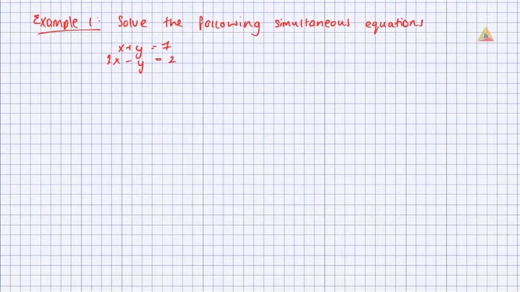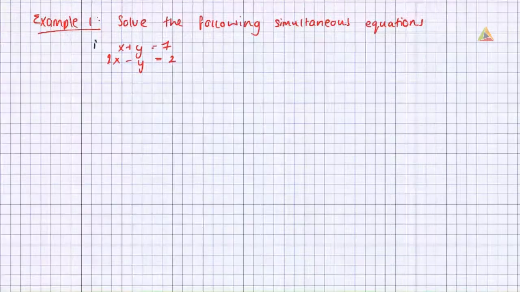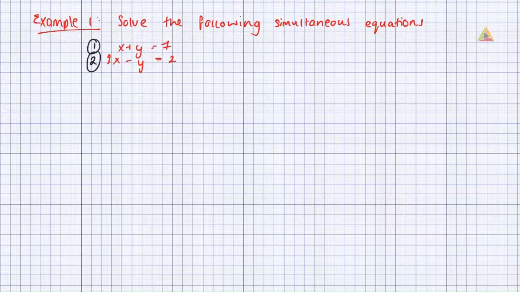equal to 2. Okay, so for that one, when we're doing simultaneous equations, I always like to number them. So number 1 and number 2. So you can always refer back to the equations. So we're going to be using the elimination method. Now, what that means is we're going to be getting rid of either the x's or the y's.